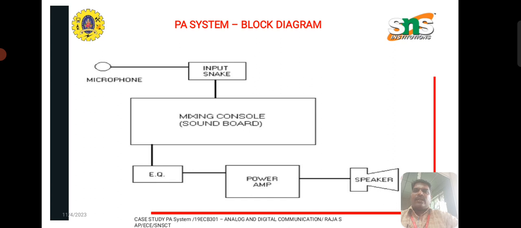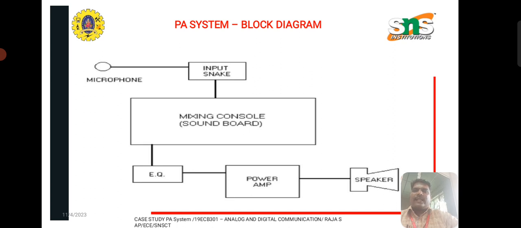The mixing console output is given to the equalizer, where we have so many filters, so depending upon the output quality we can vary this equalization. The next one is the power amplifier, which is connected to the speaker. This power amplifier provides the proper output amplification to the speaker. So if the power amplifier is not there, what happens?